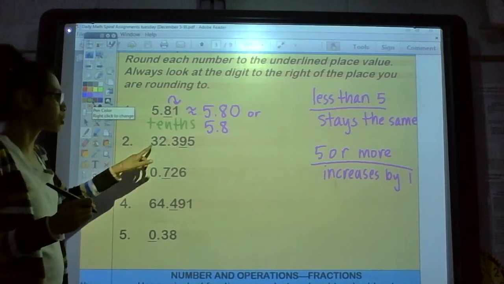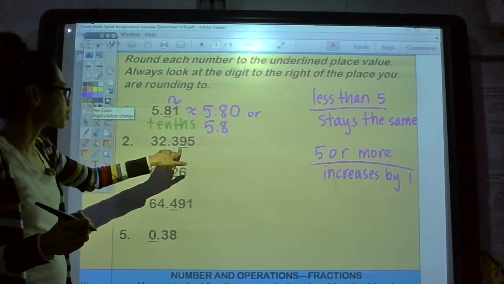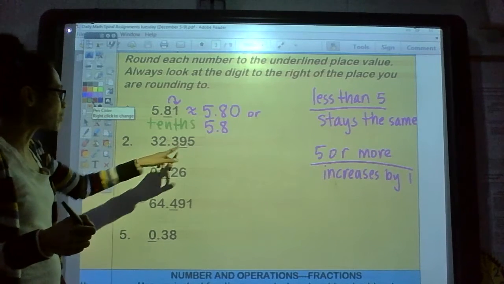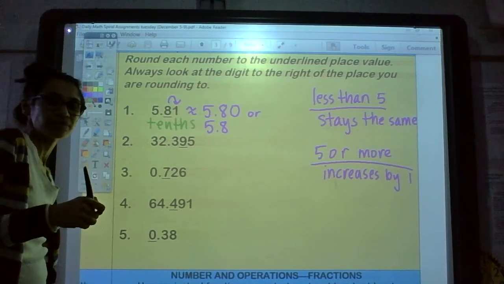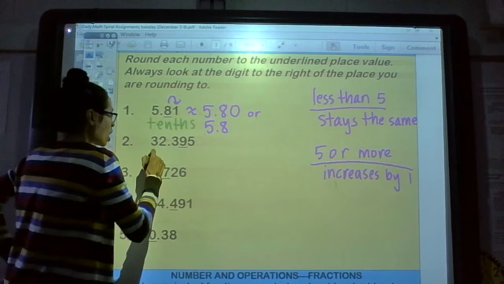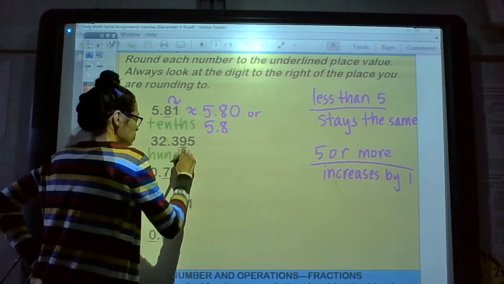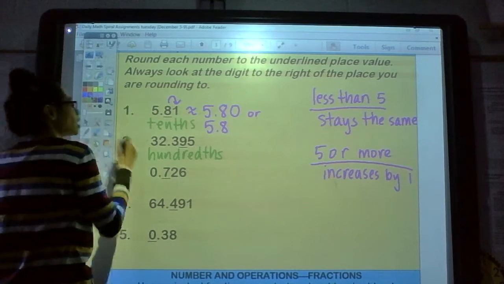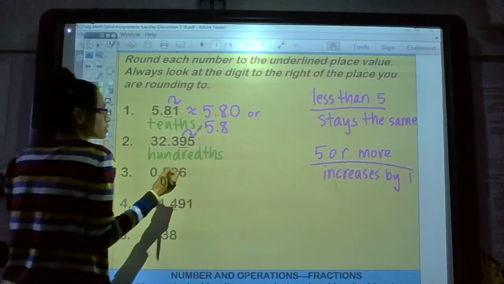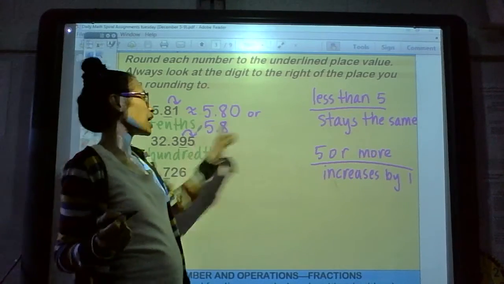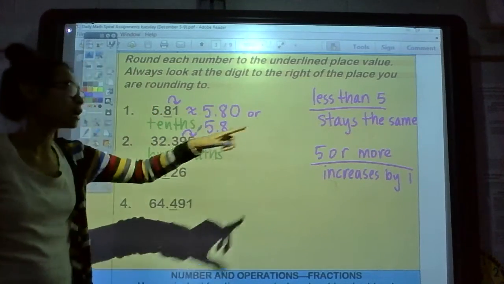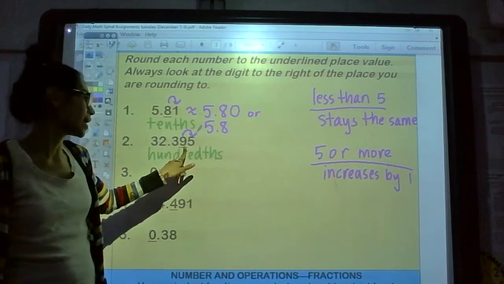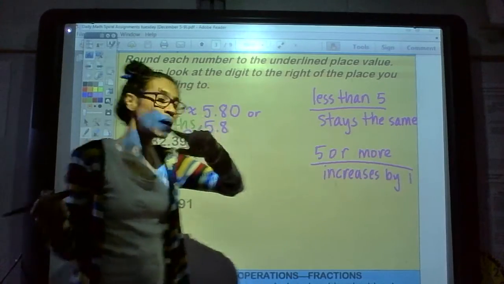The next one, read that number. It says 32 and 395 thousandths. What are we rounding? We're rounding that 9. And what is the place value of that? That is in the hundredths place. So the rule is what? We look to the right. Hi, number 5. Look right here. Is that 5 less than 5, or is that 5 or more? It's 5 or more. So what happens to that 9? It increases by 1.